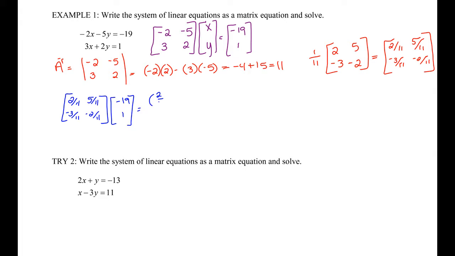So if I go ahead and multiply these two together, I get 2 over 11 times -19 plus 5 over 11 times 1. Then for my second row, I get -3 over 11 times -19 plus -2 over 11 times 1.